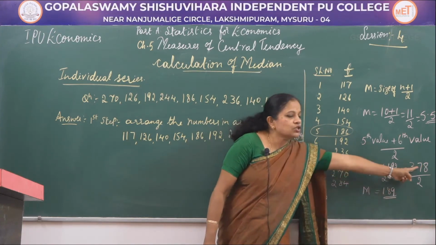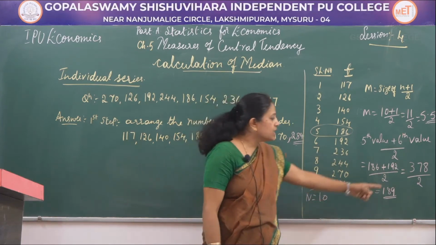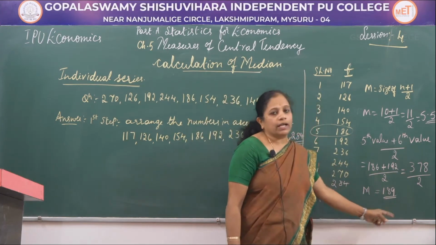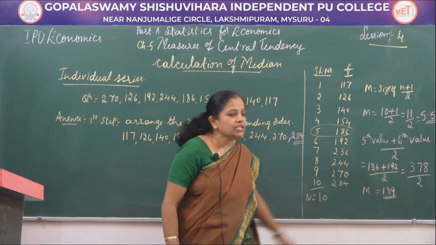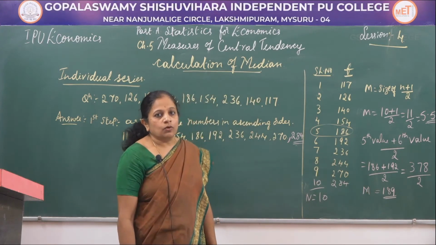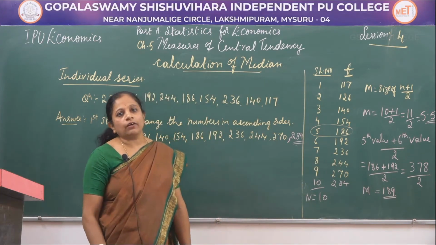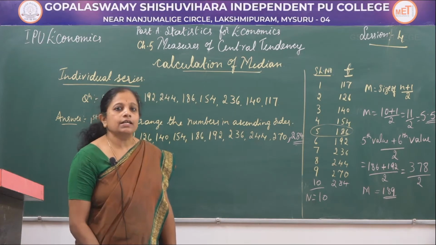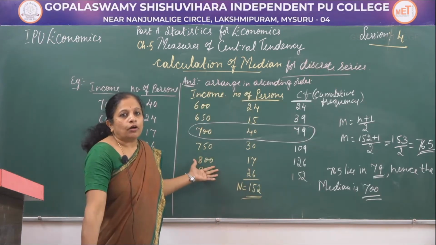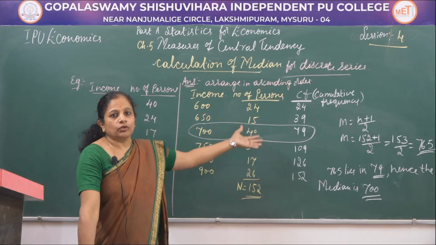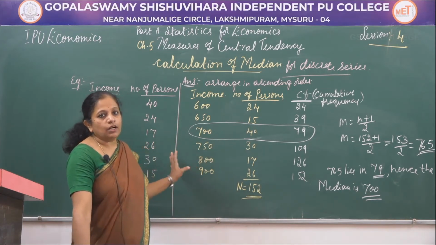186 plus 192 becomes 378 and 378 divided by 2 is 189. Here the median value is 189. So now let's move towards the calculation of median for the discrete series. So, for the calculation of median through discrete series, let us check the problem.